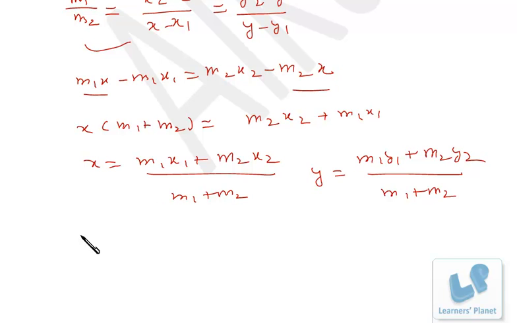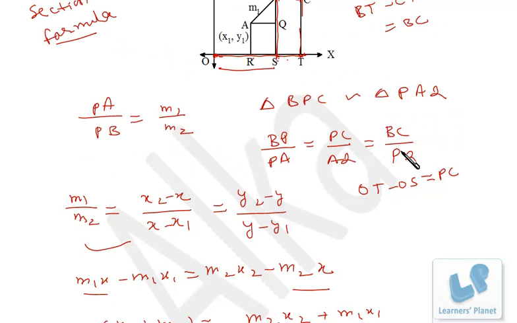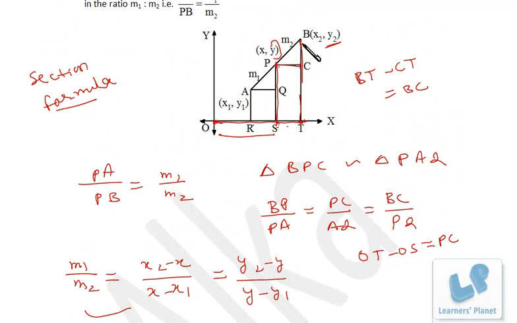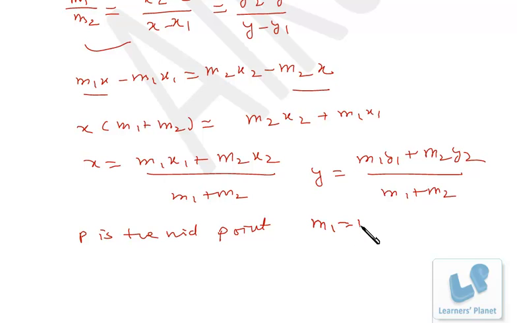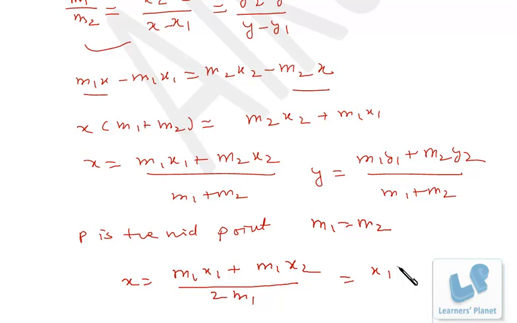Now what happens if suppose P is the midpoint? If P is the midpoint, then what will happen? M1 will be equal to M2, right? This value will be equal to this value, right? So M1 is equal to M2. Now I put the value of M1 as M2 or M2 as M1 in both the cases. So X will be M1 X1 plus, instead of M2 I'm putting M1 once again, M1 X2 upon 2 M1. So I can take M1 as common, so that will be X1 plus X2 by 2. So this is the X coordinate, and similarly Y coordinate will be Y1 plus Y2 by 2.